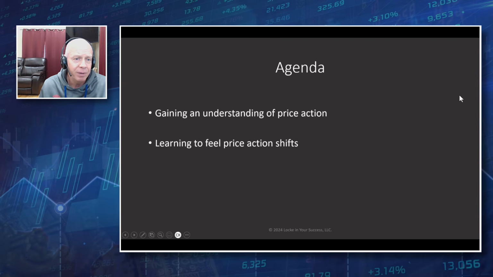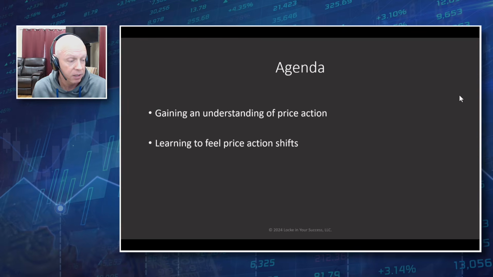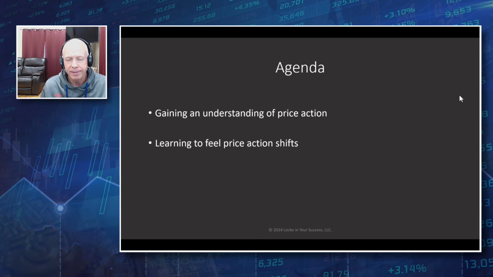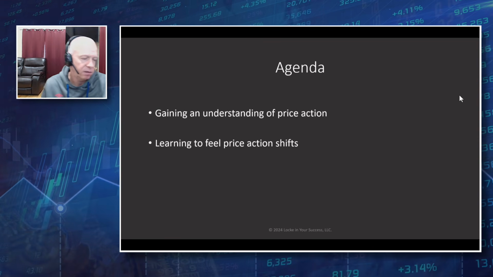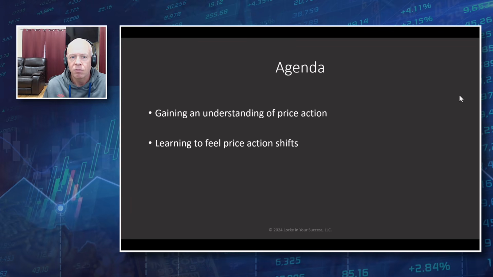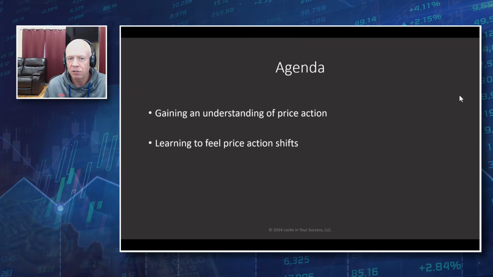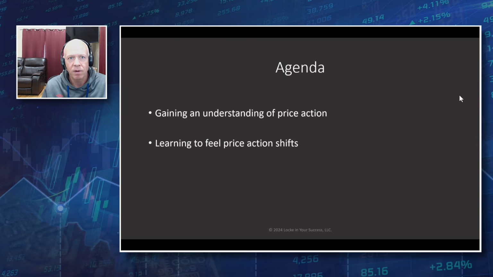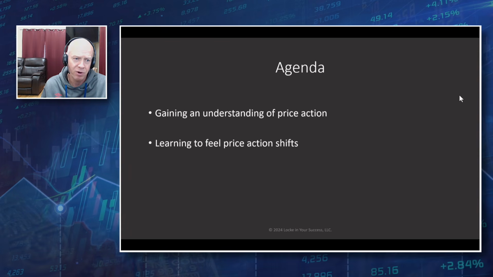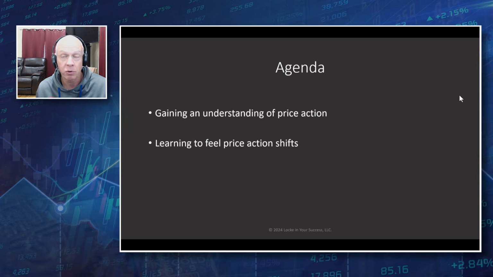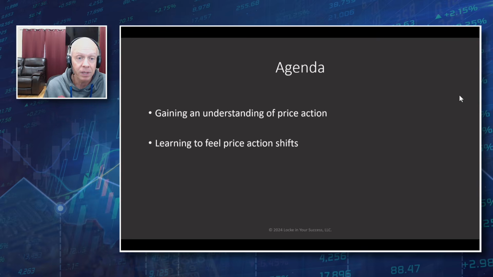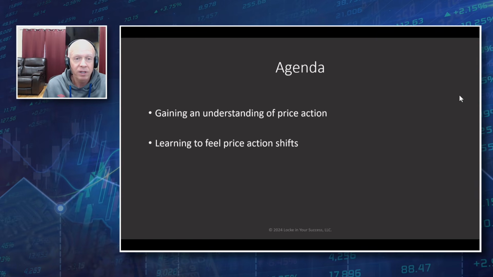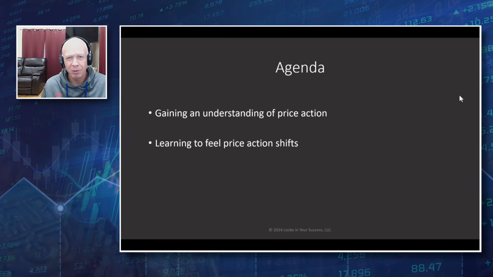One of the things I would like to teach today: I had a really good mentoring session with somebody today and over the last couple of days regarding price action and understanding price action. And I believe that this is much, much more important to your development as a trader than any trade can possibly ever be.